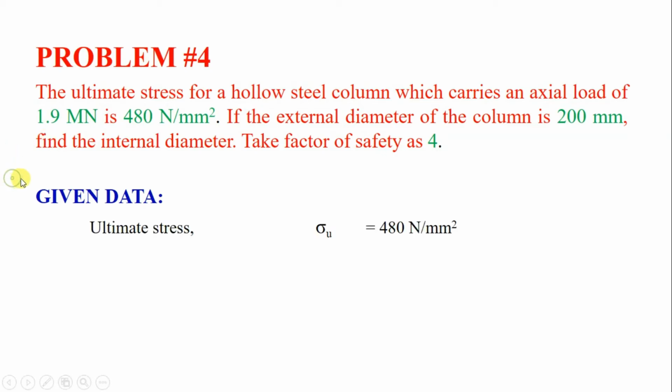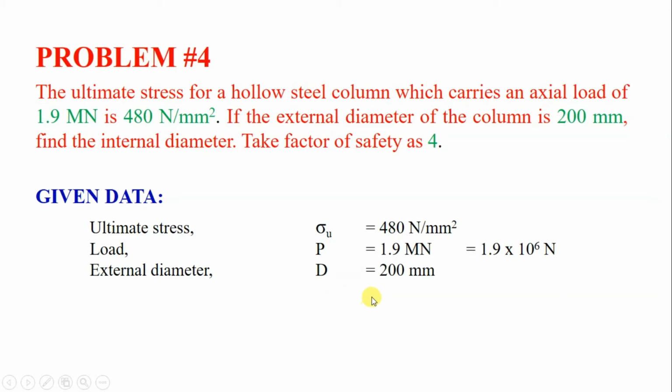So what are all the given data here? The ultimate stress sigma u is given as 480 Newton per mm square. There is no change for conversion. The load is given as 1.9 mega Newton. We convert it as 1.9 into 10 power 6 Newton because mega value is 10 power 6. The external diameter capital D is given as 20 mm and the factor of safety is given as 4. So with these data we are going to find out the internal diameter of the hollow steel rod.